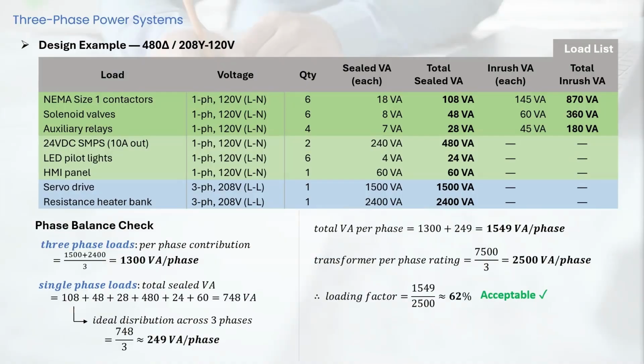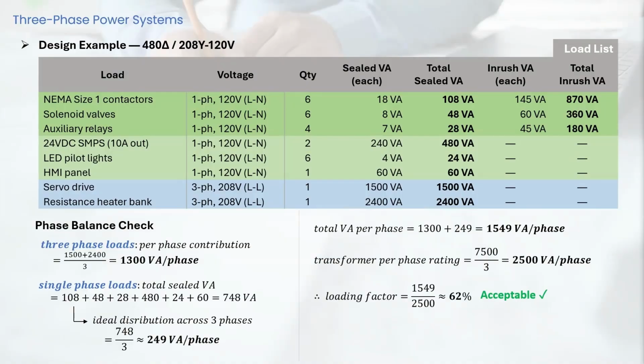If you look at our load list, the SMPS requires 240 VA at full load. That means each SMPS can be connected to lines L1 and L2, and the remaining single phase loads can be connected to line L3, which will give us almost balanced loading.